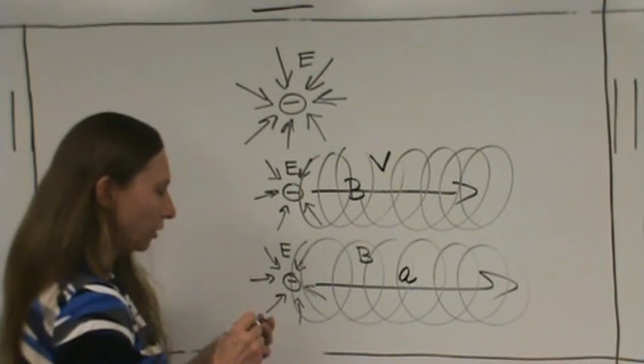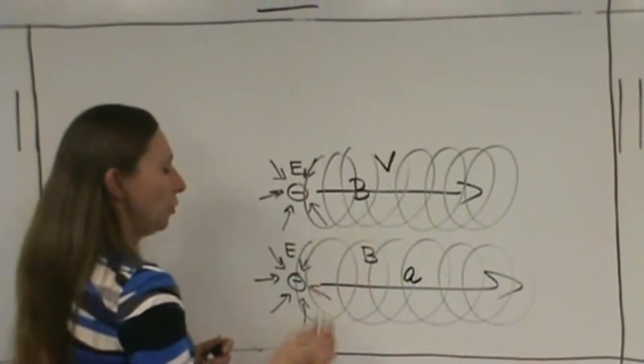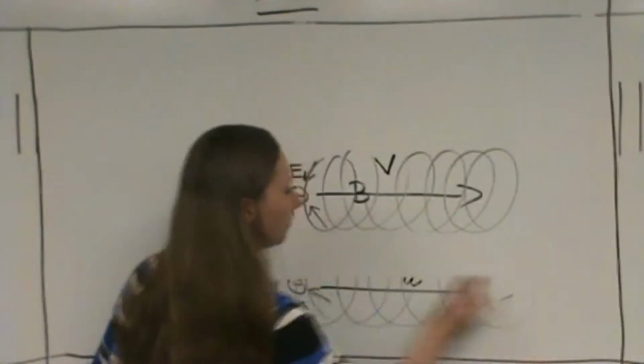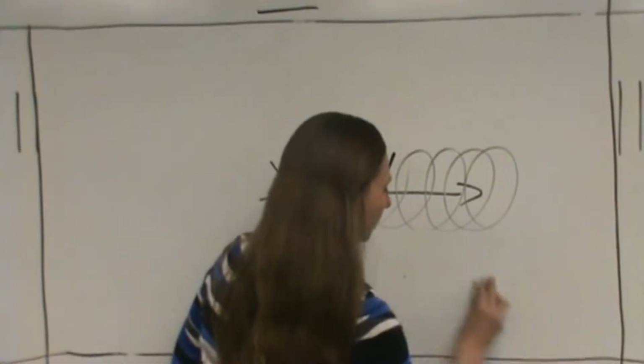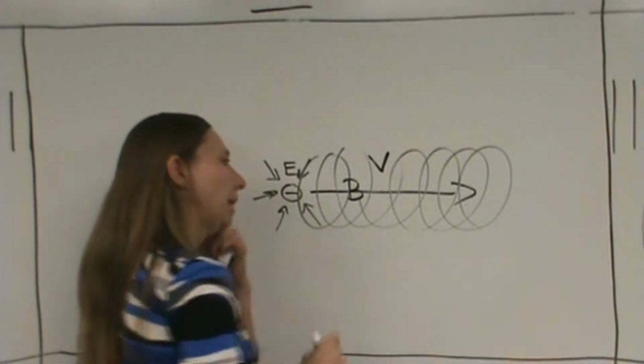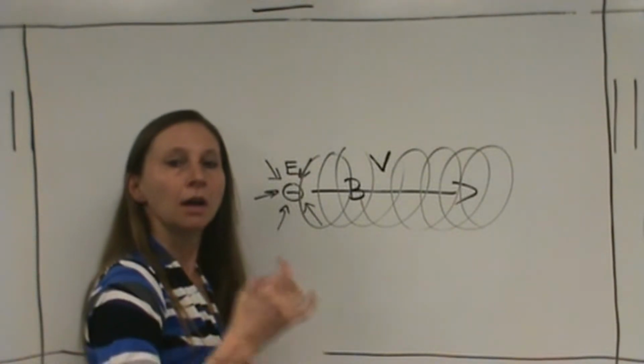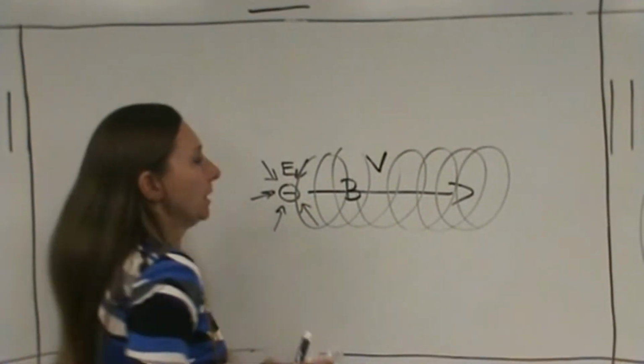Now, we're not going to worry about this one. We've done that already. We're not going to worry about this one. It's advanced beyond our Regents Physics syllabus. We are going to worry about this just a little bit. How do we create a magnetic field? How do we make magnets?